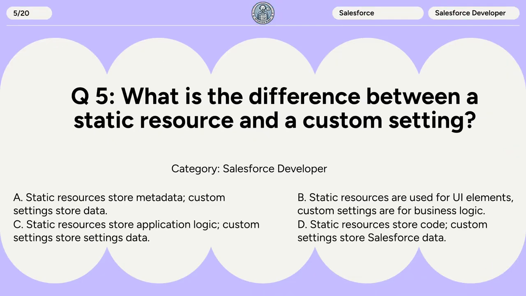Question 5. What is the difference between a static resource and a custom setting? A. Static resources store metadata. Custom settings store data. B. Static resources are used for UI elements. Custom settings are for business logic. C. Static resources store application logic. Custom settings store settings data. D. Static resources store code. Custom settings store Salesforce data.